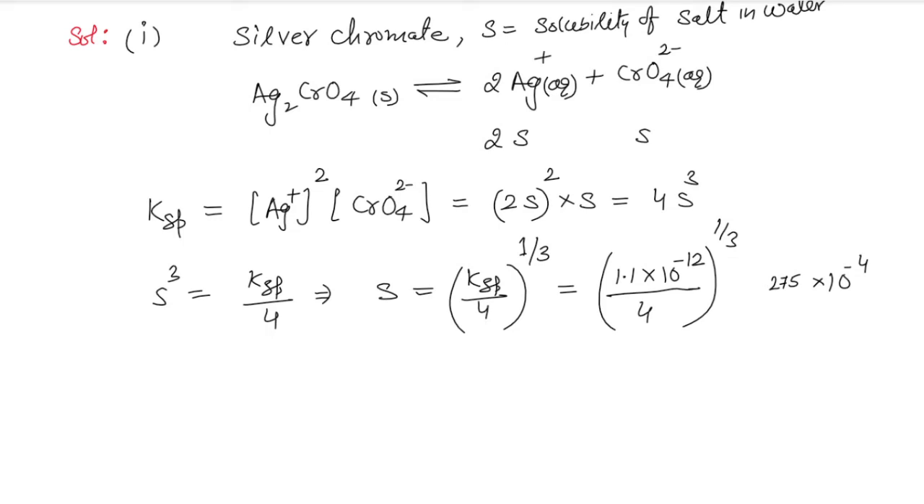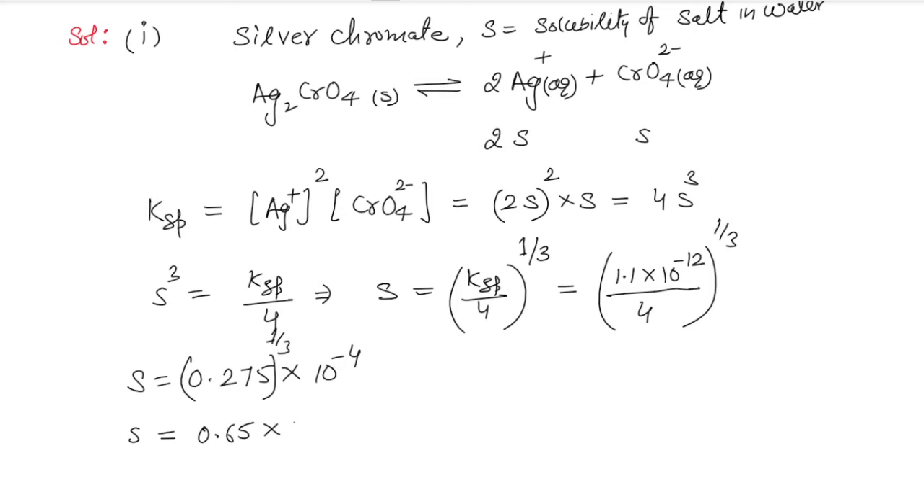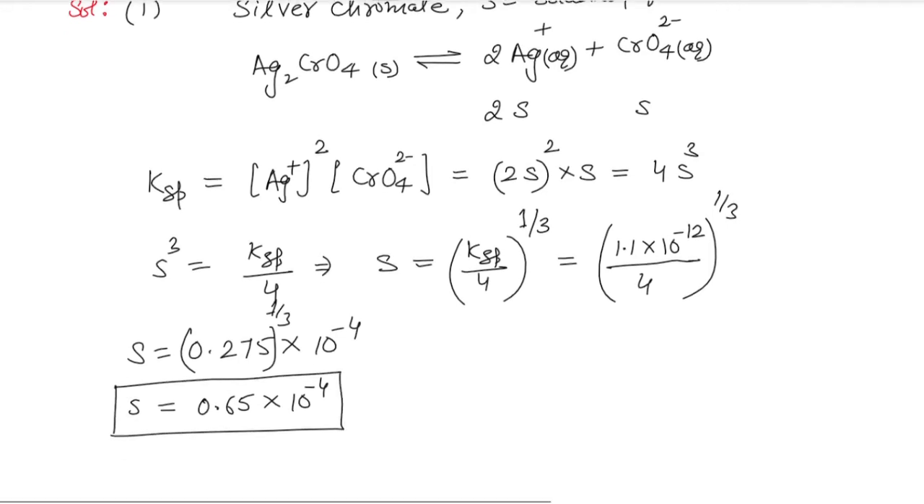Sorry, this one is actually 275 into 10 raised to power minus 4. So S is equal to the cube root of this. The cube root of 0.275 is 0.65 into 10 raised to power minus 4. This is the solubility of the salt.